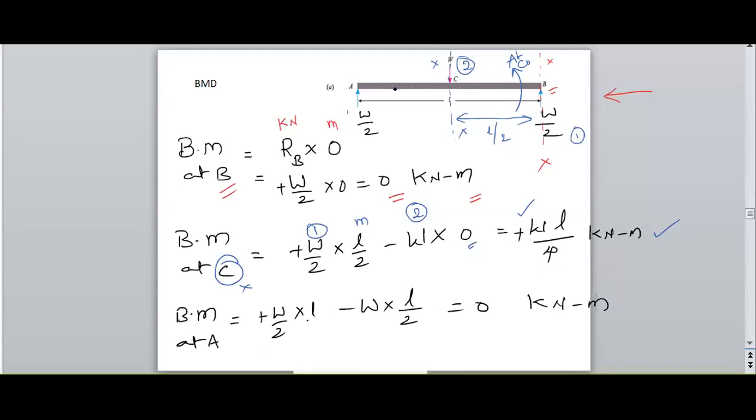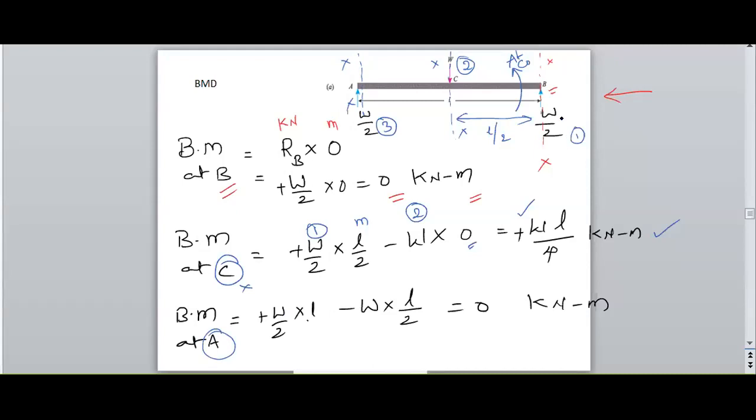Next point, I need to shift the section to A. Therefore, at A, the bending moment at A. So here we have three forces: first one, second one, and third one. Three forces are available now.